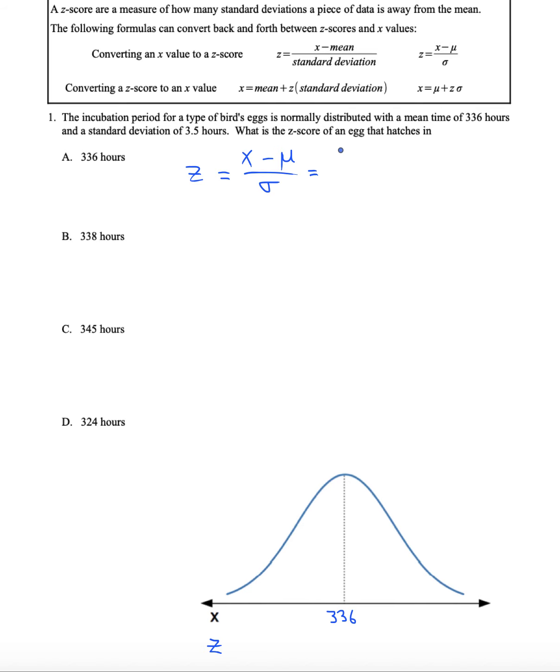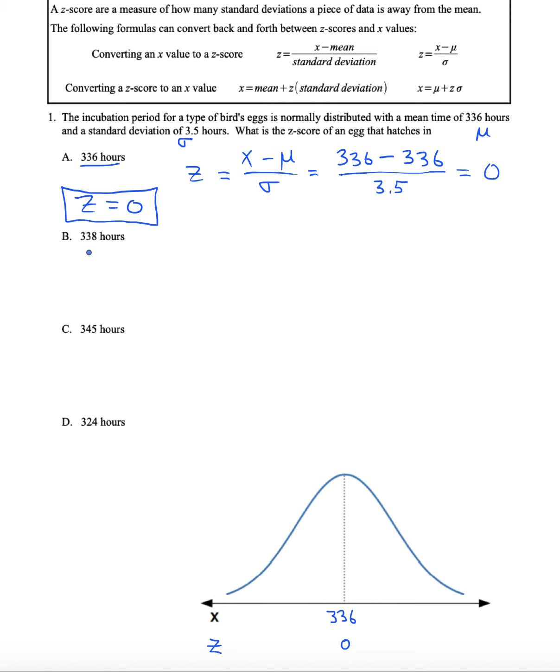So this is going to be 336 being the time in question. Then we subtract the mean, which is also 336. And then we want to divide by the standard deviation, which is 3.5 hours. In this case, the calculation comes out to 0, and 0 is the z-score that goes under the peak of the normal curve. So this is the answer for that one.